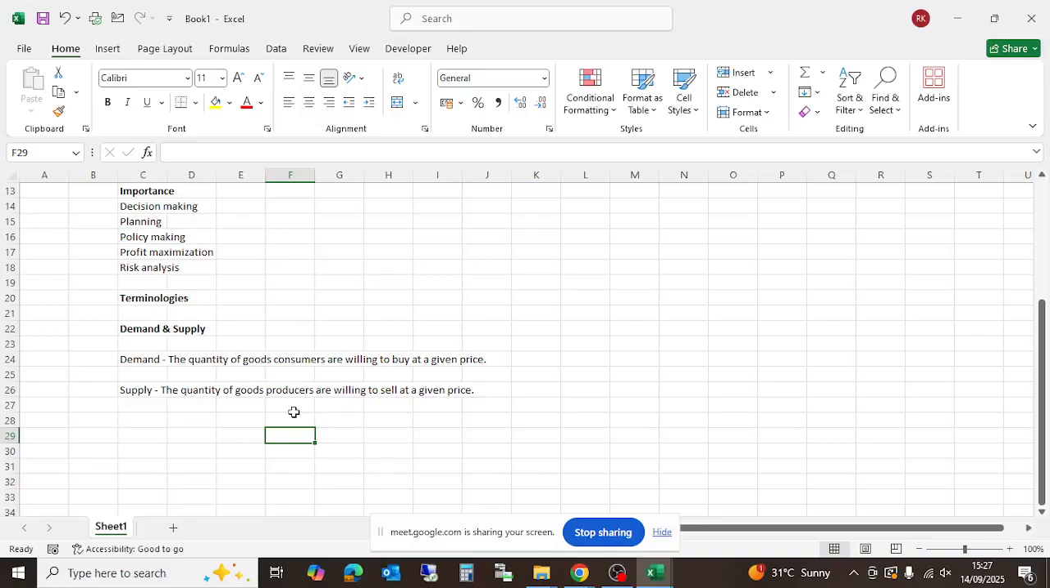Demand is the quantity of goods consumers are willing to buy at a given price. When you talk about demand, think about your customers buying goods. When you talk about supply, think about your suppliers or practically your producers producing goods. The amount of goods they are willing to sell, the amount of goods they are willing to buy.